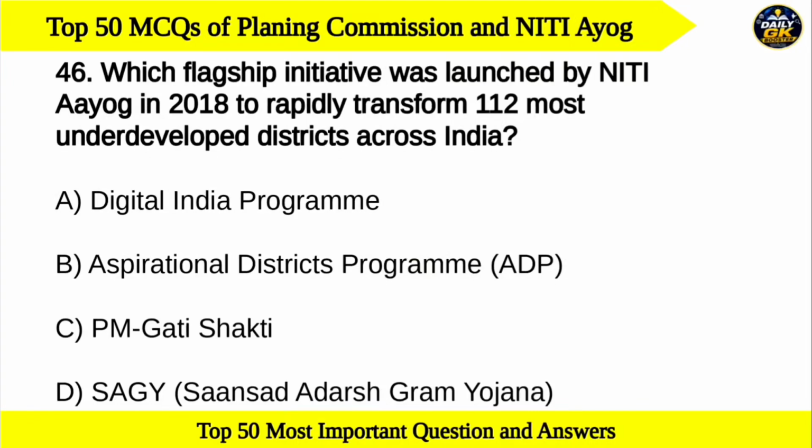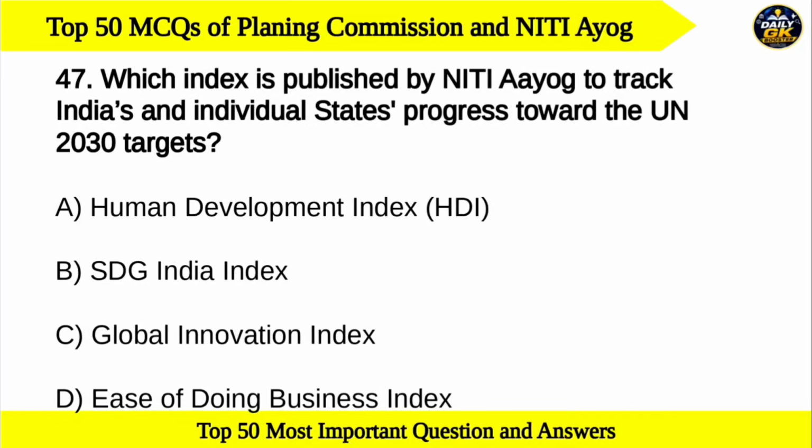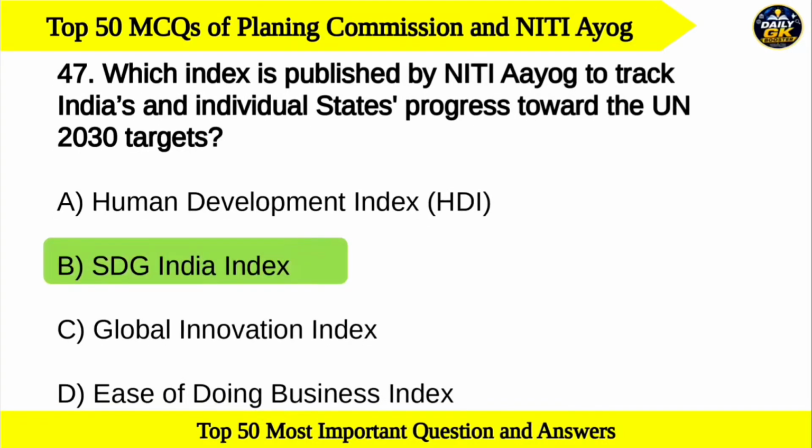Which flagship initiative was launched by NITI Aayog in 2018 to rapidly transform 112 most underdeveloped districts across India? Answer option B, Aspirational Districts Program, that is ADP. Which index is published by NITI Aayog to track India's and individual states' progress towards the United Nations 2030 targets? Answer option B, SDG India Index.